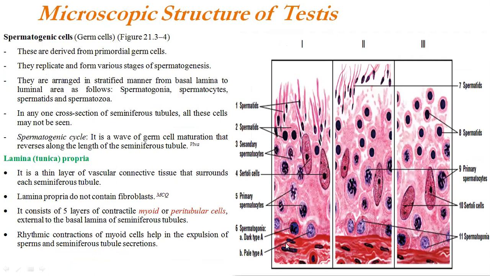Now coming to the microscopic structure, we are finding the spermatogenic cells. They are derived from primordial germ cells, which we usually see during the embryology classes. They replicate and form various stages of spermatogenesis. They are arranged in a stratified manner from the basal lamina to the lumen. So this is the basal lamina, and this is the lumen. From the basal lamina, the arrangement extends till the lumen.